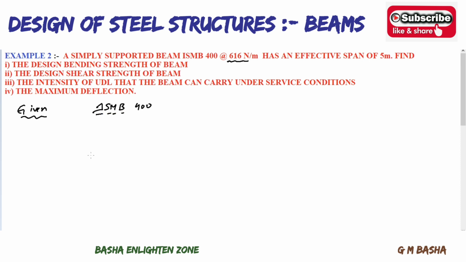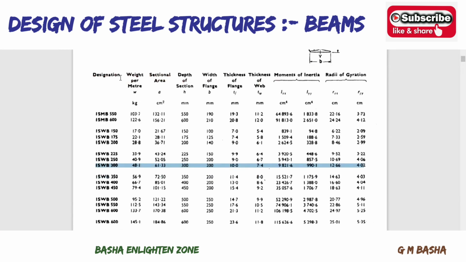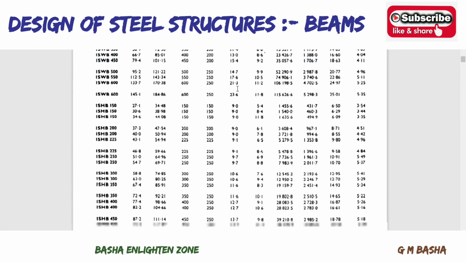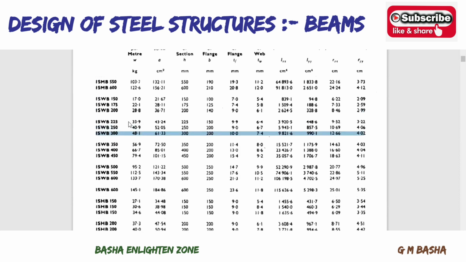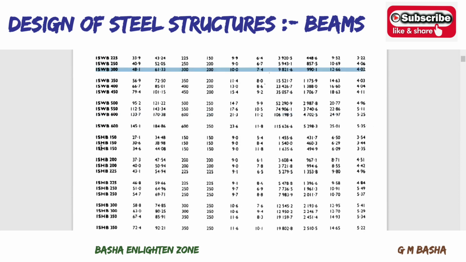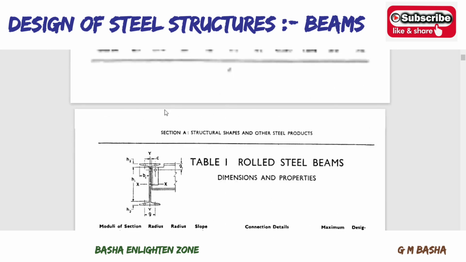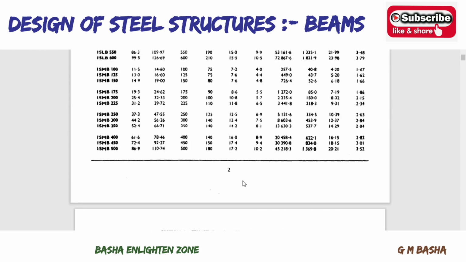Okay, so already I solved one small basic example in the last lecture, so you please watch that one. So here also same way we are finding the properties in the steel tables. See here, ISMB 400, where it will be in the steel tables. So see here, this is the steel table and the rolled steel beams in page number 4, ISMB 400. ISMB 400 in page number 2.